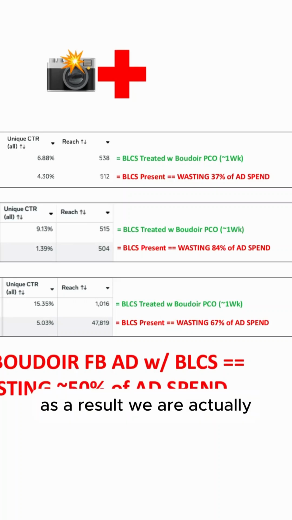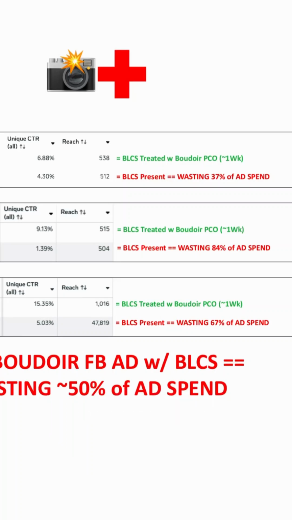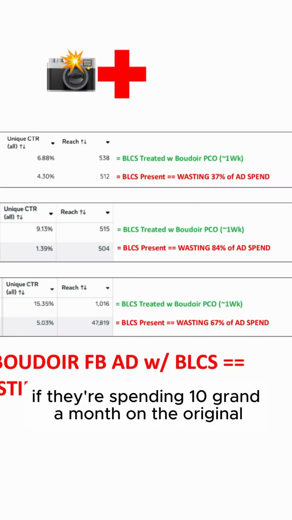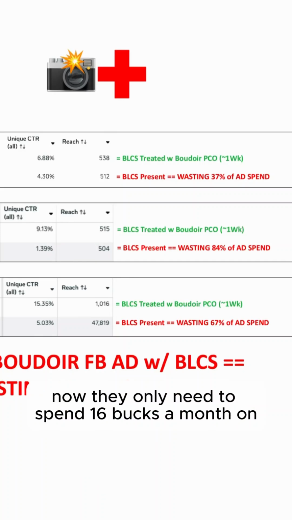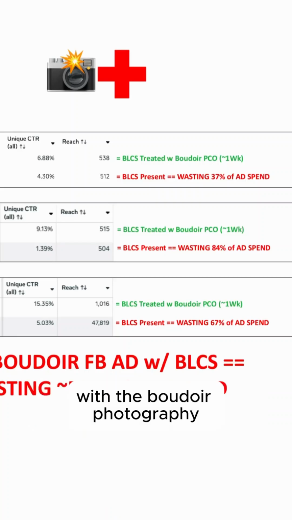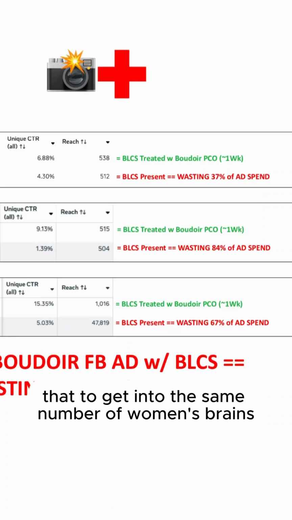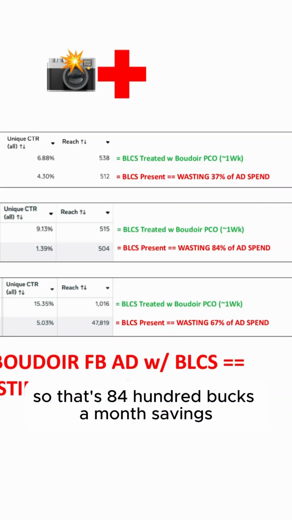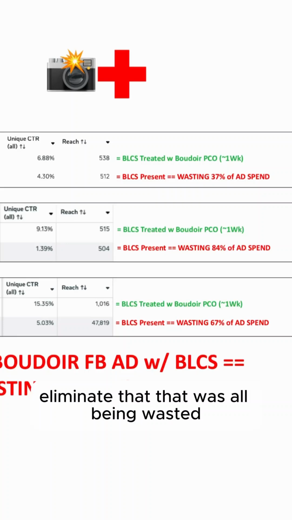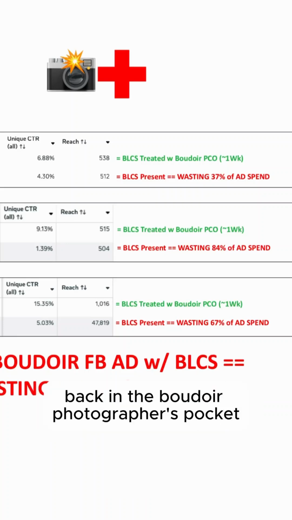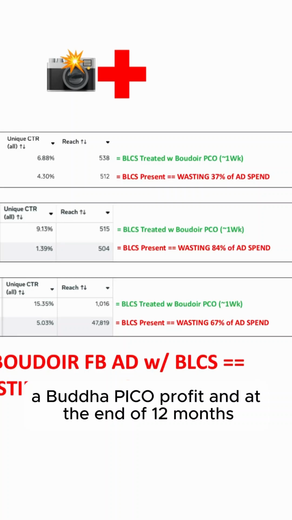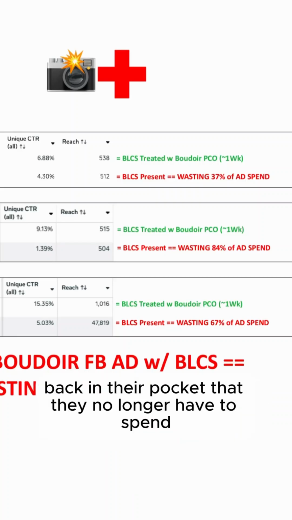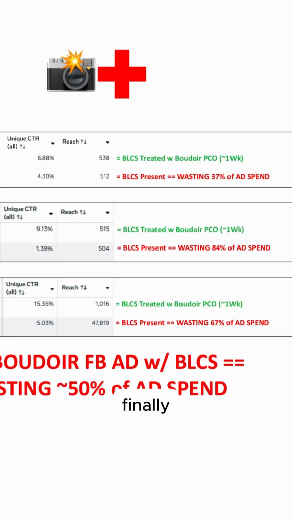That means that if they're spending 10 grand a month on the original Boudoir Facebook ad, now they only need to spend $1,600 a month on the Boudoir Pico treated ad to get into the same number of women's brains. So that's $8,400 a month savings. They no longer have to spend it. That was all being wasted, and it's back in the boudoir photographer's pocket every single month. And it was like a phantom profit, a Boudoir Pico profit. And at the end of 12 months, it's like a 100K bonus back in their pocket that they no longer have to spend.